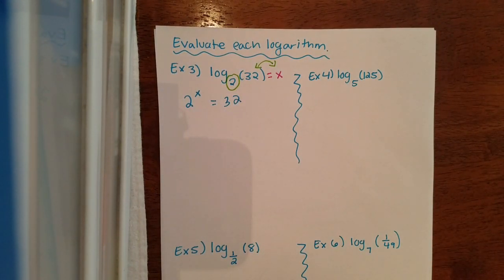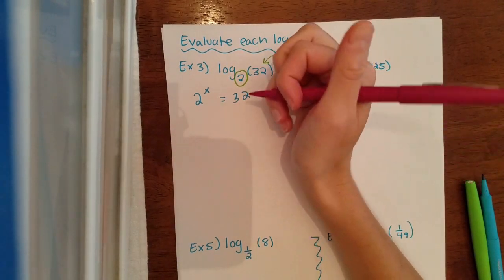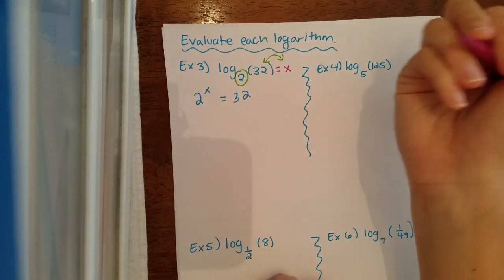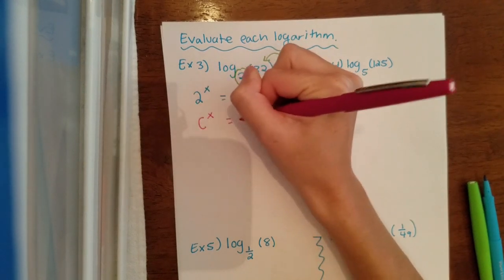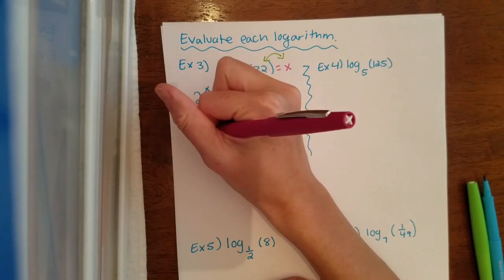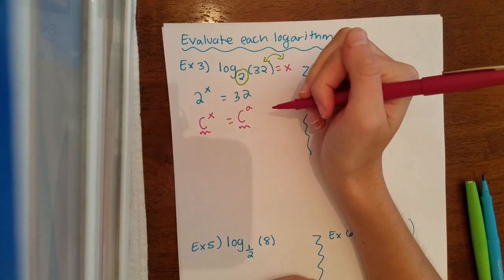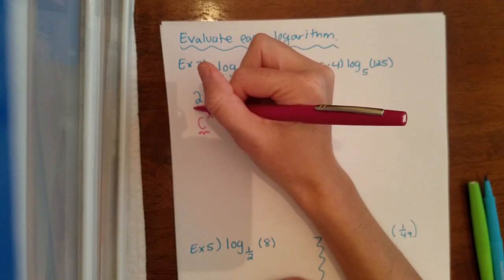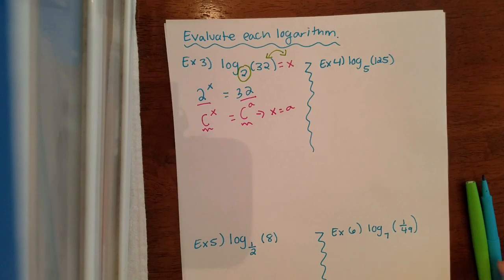Okay, so from here, before we keep going, in order to figure out what that variable is, we're going to be incorporating this lovely property right here. Our goal is going to be to get the same base on both sides, because if we get the same base on both sides, this is just a property. If I have c to the x equals c to the a, anything that has the same base, that would mean their exponents have to be equal. So this implies that x equals a. So if we can get the same base on both sides, we can set those exponents equal to each other. So that is going to be our goal.